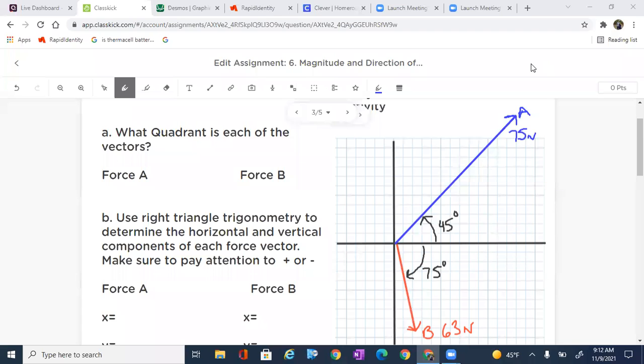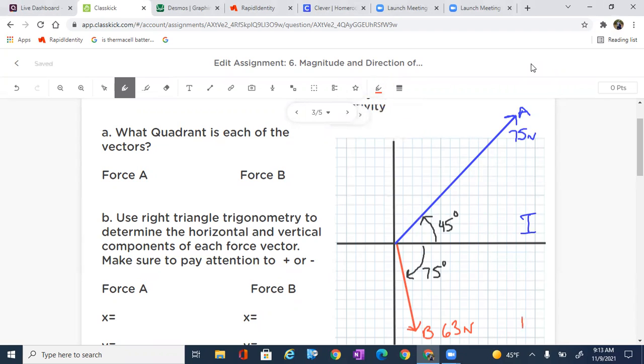All right, we're going to be calculating force vectors on the coordinate grid. The first question I always ask is what quadrant is each of the vectors in? So if you look at force A, you can see that is in quadrant 1. And if you look at vector B, you can see that is in quadrant 4.